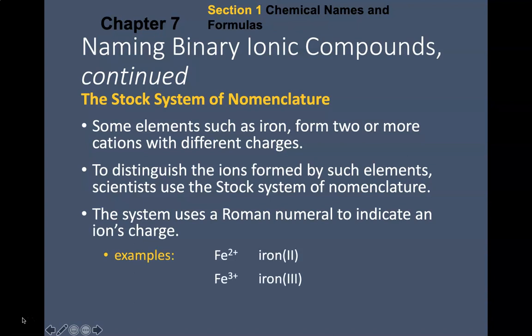In this particular type, we're going to use what we call the stock system of nomenclature. Typically, we only use this particular type of nomenclature. Again, remember that nomenclature means naming system. Typically, we only use this one in order to determine the names of transition metal type compounds.